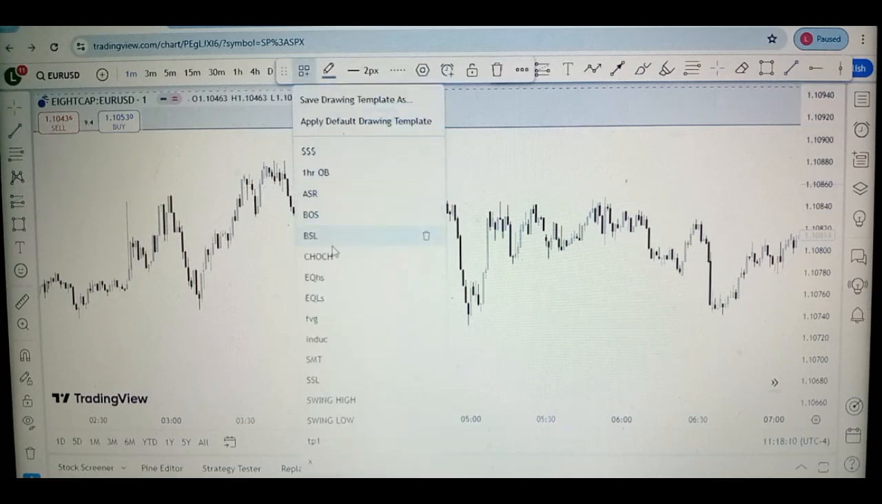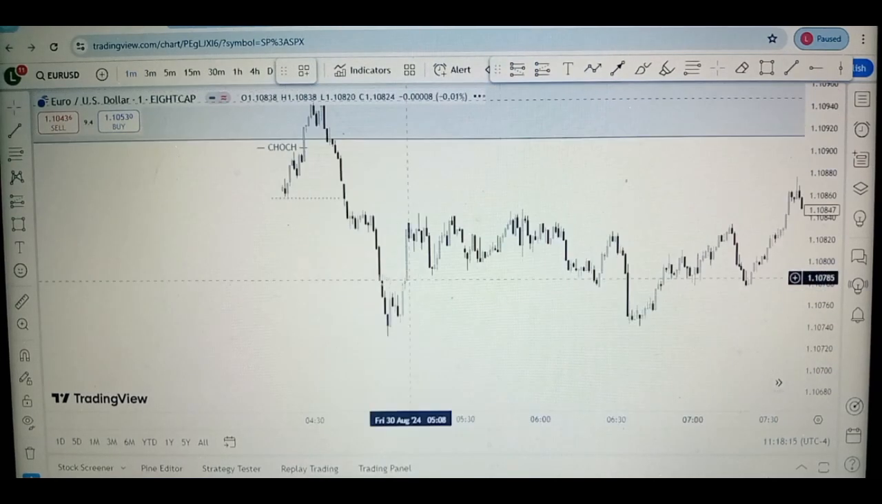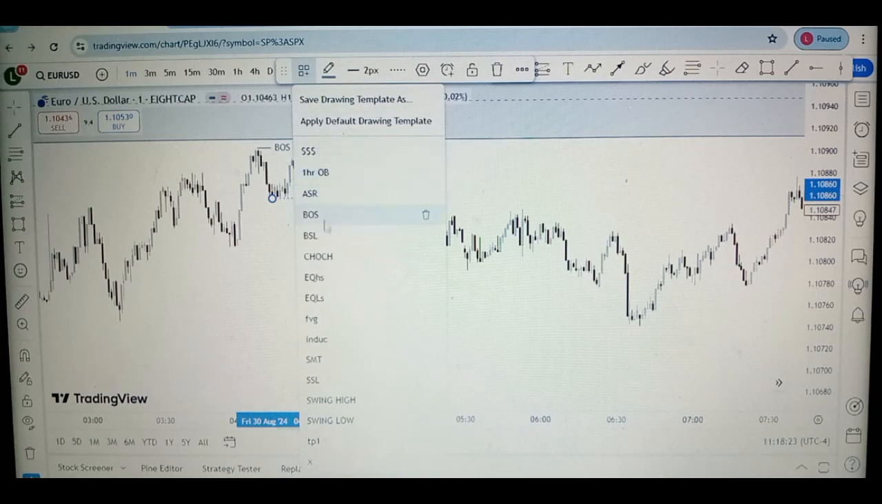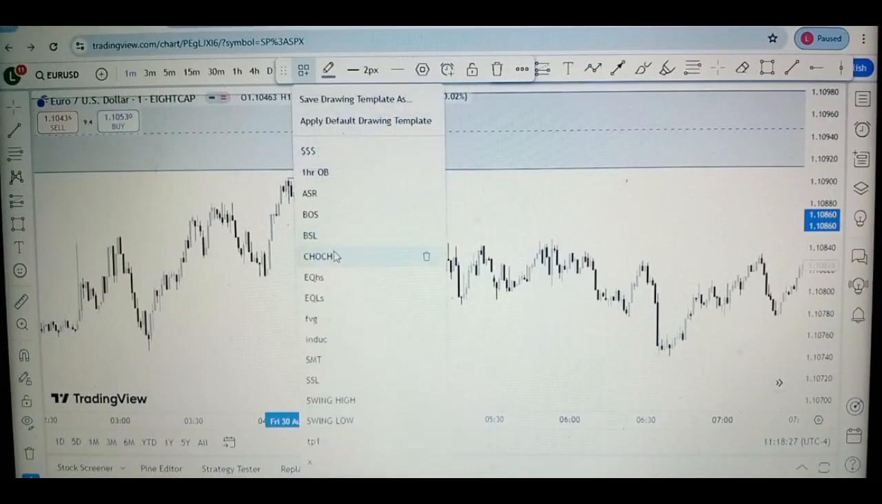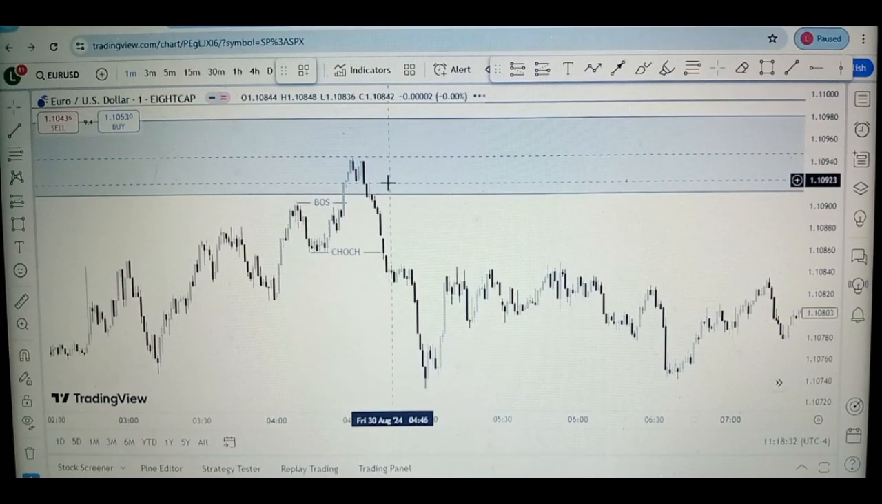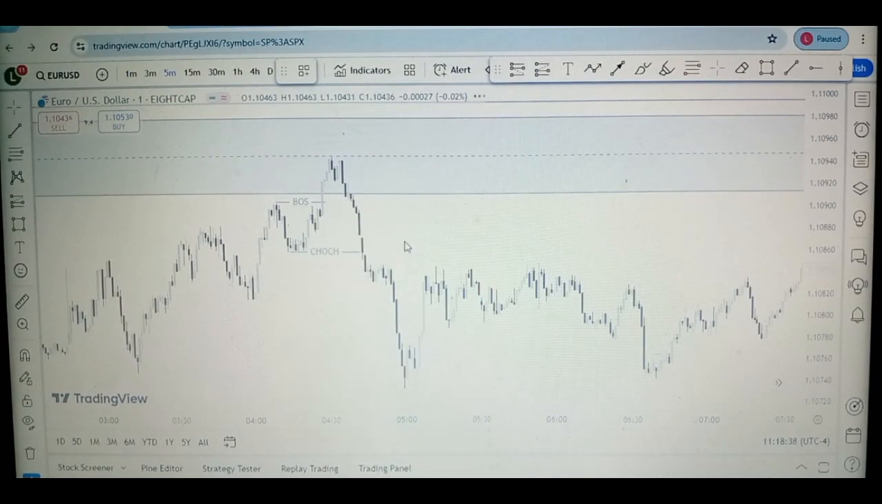I usually refine my entries on the 5 minute, but I'll show you why I took that entry on the 15 minute time frame, guys. So yeah, we have a change of character right here. Sorry, not a breaker structure. We had a change of character after tapping into our POI.